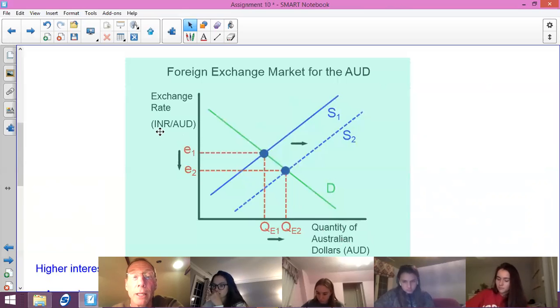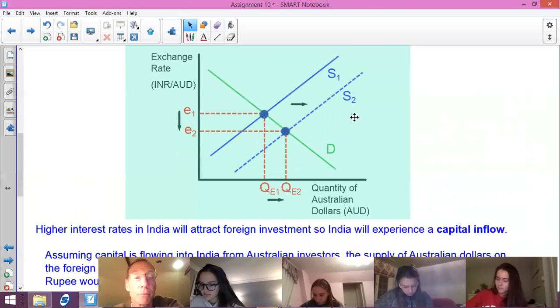So this is going to be the Indian exchange rate. It's going to be rupees per dollar, right? How many rupees does it cost to buy $1 is what we're asking, right?